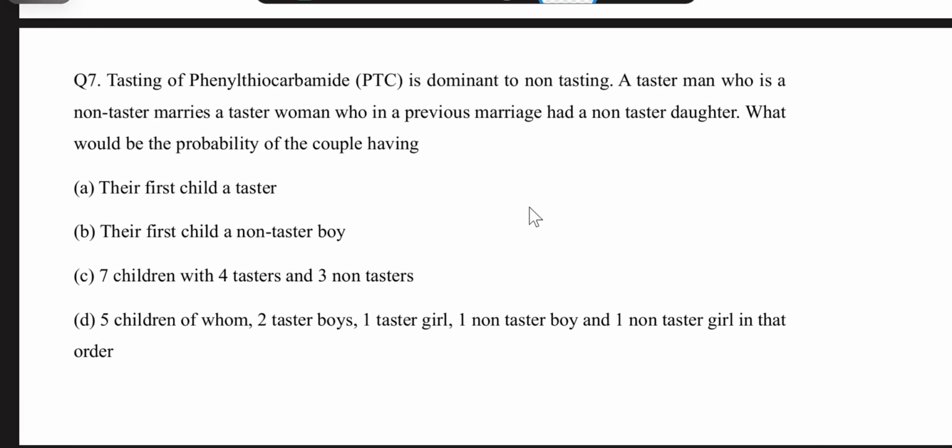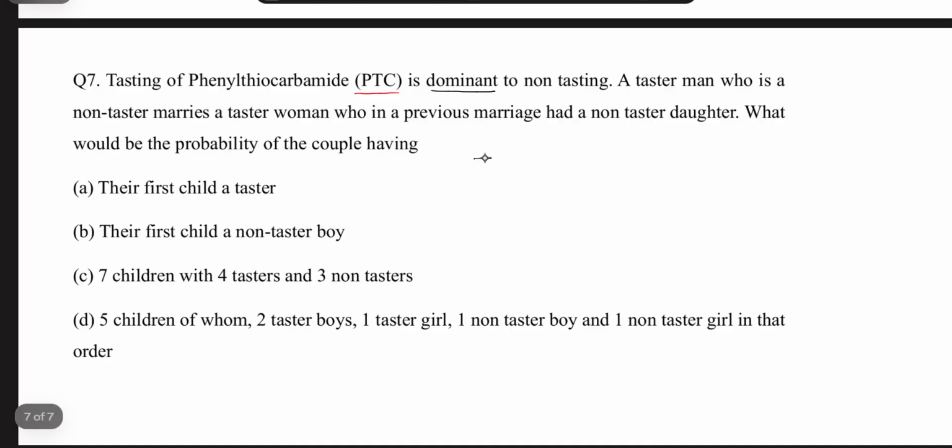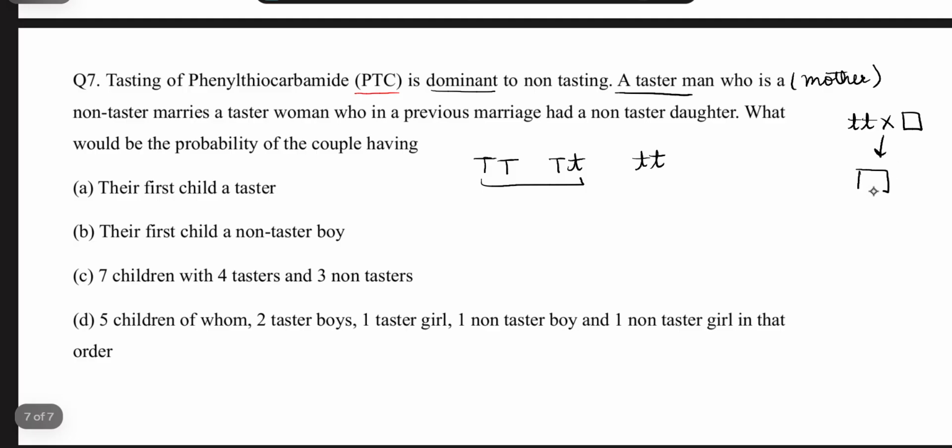The question is based upon the tasting of a compound called PTC, right? Here tasting is dominant to non-tasting, meaning those who have TT or Tt are both tasters, but tt is non-taster. Now there is a taster man, but whose mother is a non-taster. So if the mother is a non-taster and she is marrying a taster man, what kind of taster can the man be?